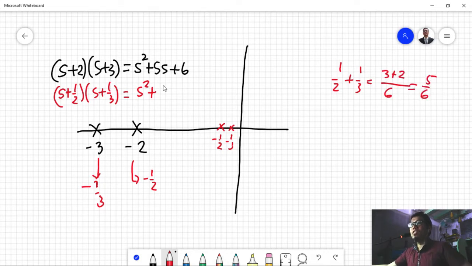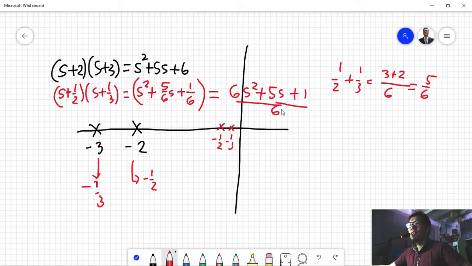Okay. So this is 5/6 s plus this is 1/6. Or when we multiply this by 6, basically, to eliminate the fractions, this becomes 6s squared plus 5s plus 1.